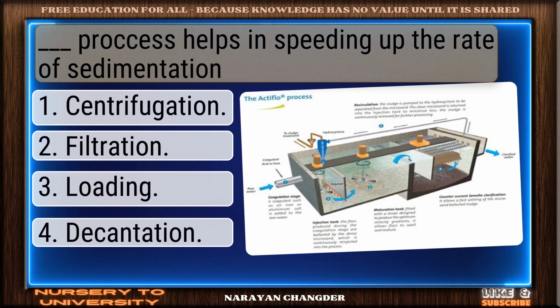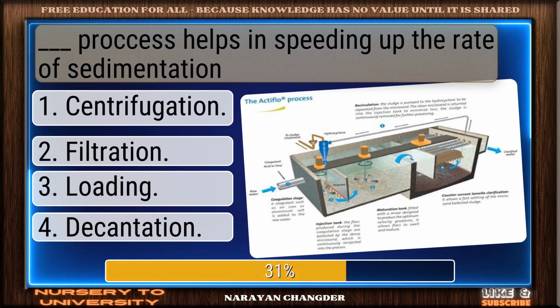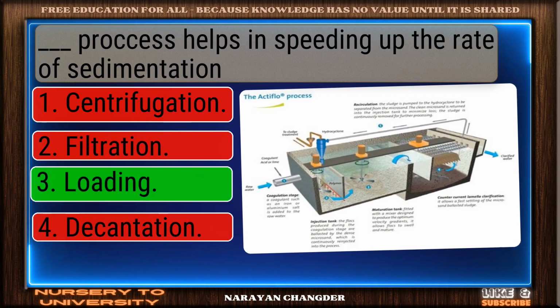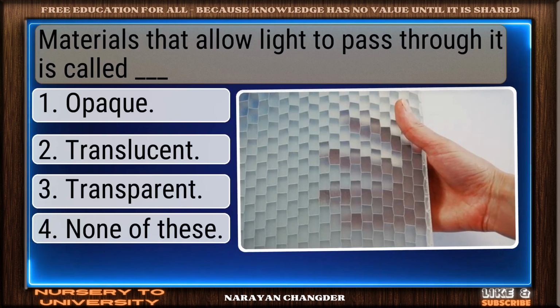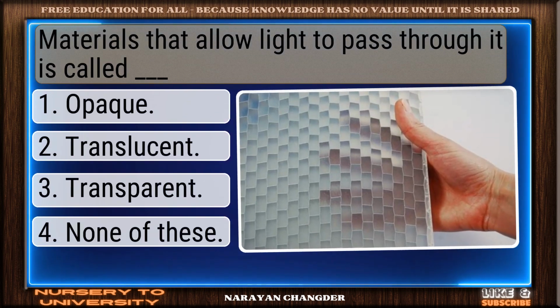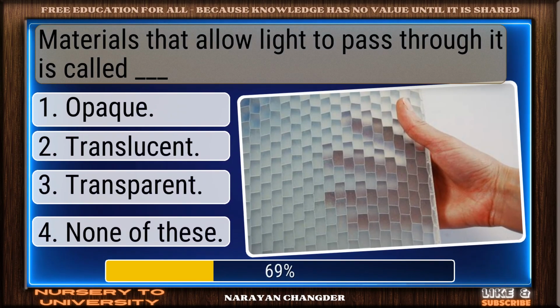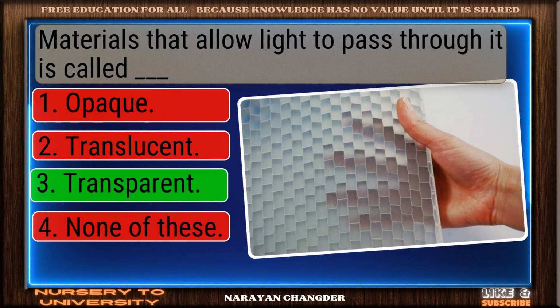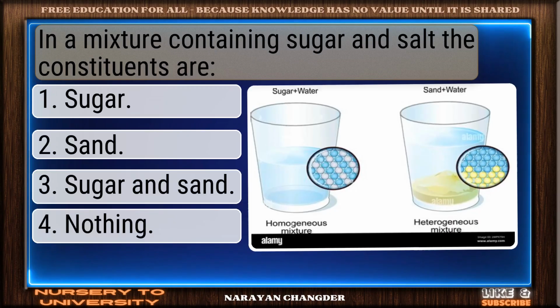Dash process helps in speeding up the rate of sedimentation. Well reasoned. Loading is the correct choice. Materials that allow light to pass through it is called dash. Good thinking. Transparent is the right answer.